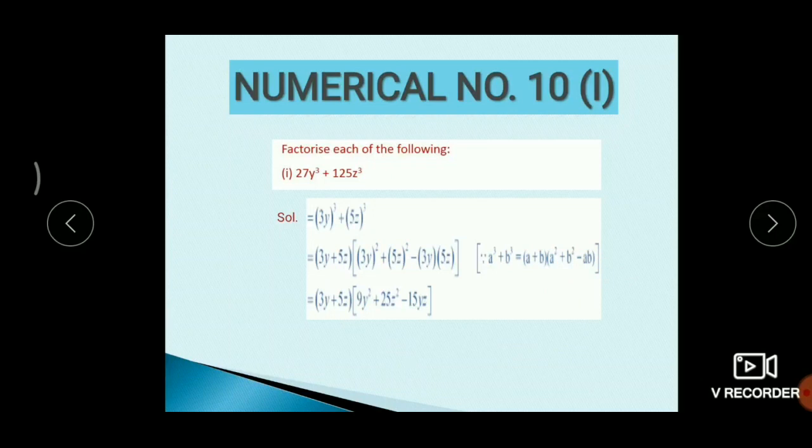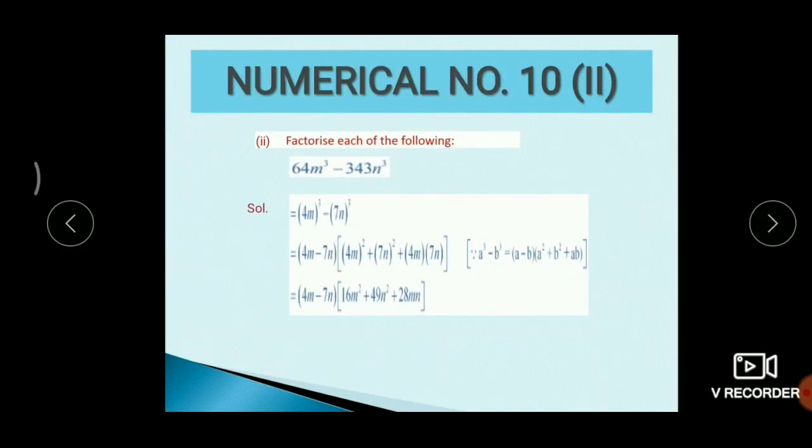(3y) whole square plus (5z) whole square minus 3y multiplied by 5z. Okay, and now just solve this step. I got (3y plus 5z) multiplied by (9y square plus 25z square minus 15yz). It is very simple. Simply you have to substitute these values. The only thing you have to keep in your mind are the identities, just identities.